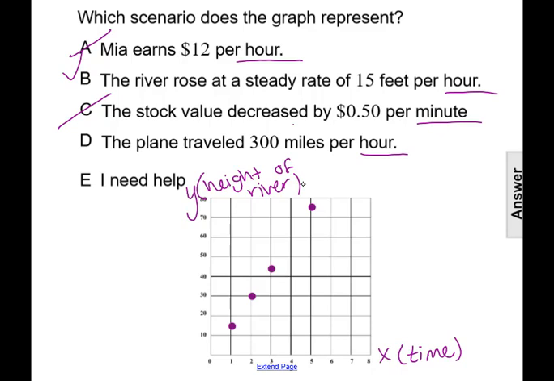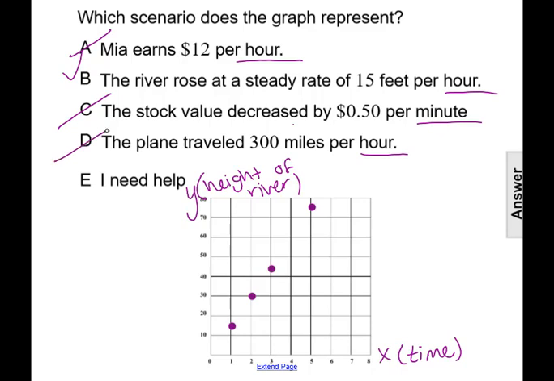Let's just make sure we're not talking about choice D. So choice D is the plane traveled 300 miles per hour. So then if the independent variable, the x, is time, the first hour, our data point for the plane, the coordinate with the x value of 1 should be 300. And right away we know it's in between 10 and 20, so that's not going to match up.